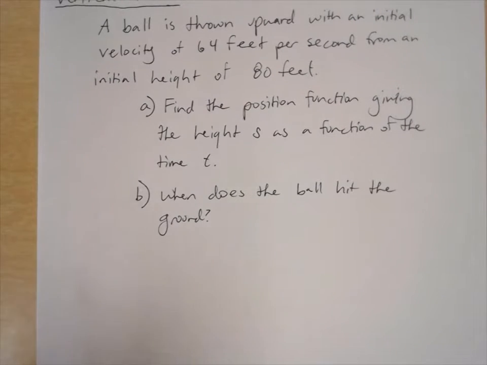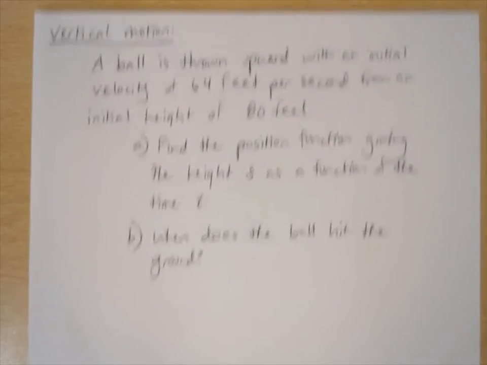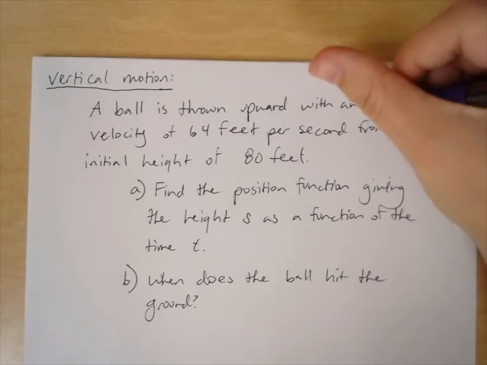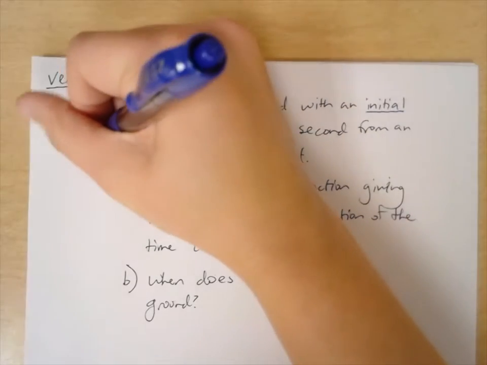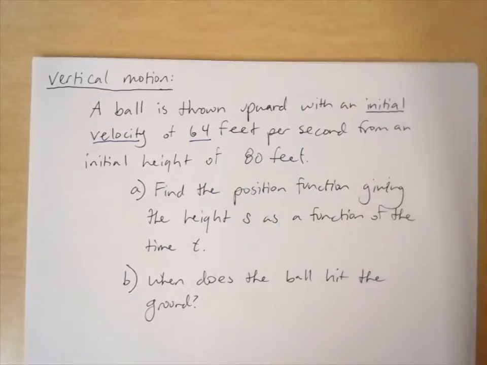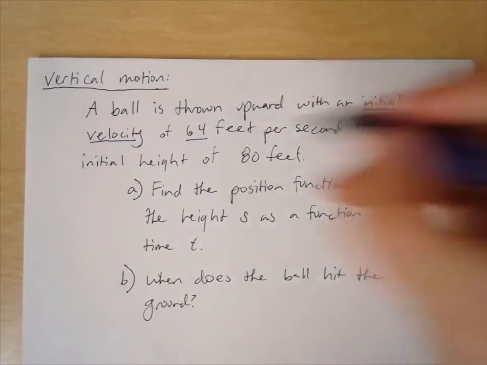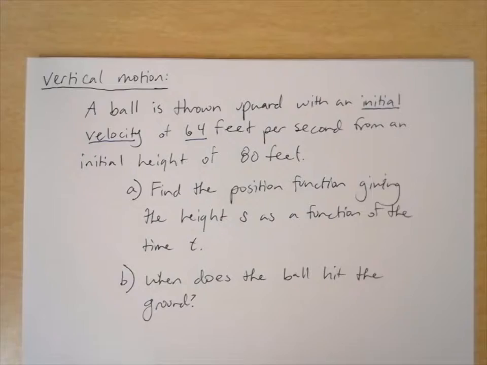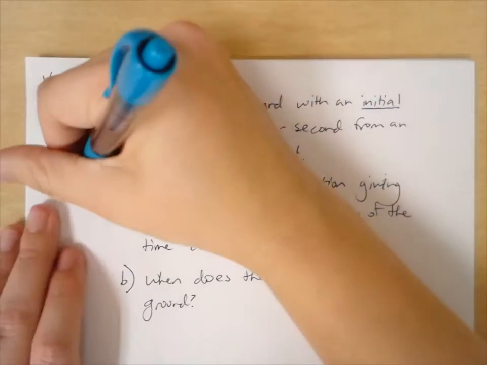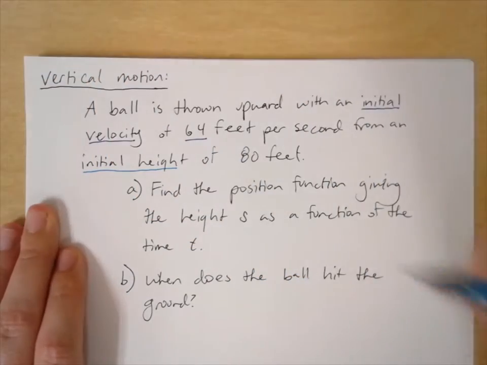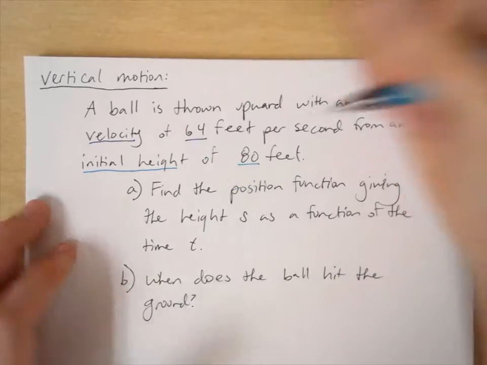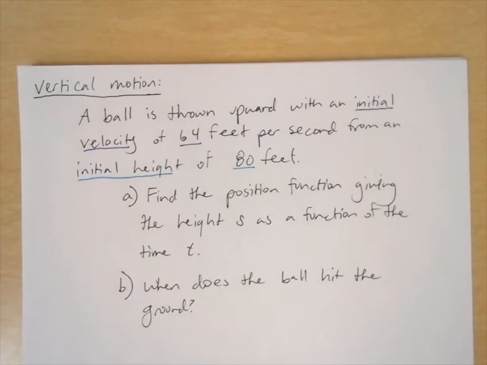Let's list out what we have initially. We have a few things given to us initially, right? Initial velocity is 64 feet per second. And then we have, I'm going to use a different blue. Let's see if it shows up. Oh yeah, pretty well, okay. The initial height, the initial position is 80 feet.